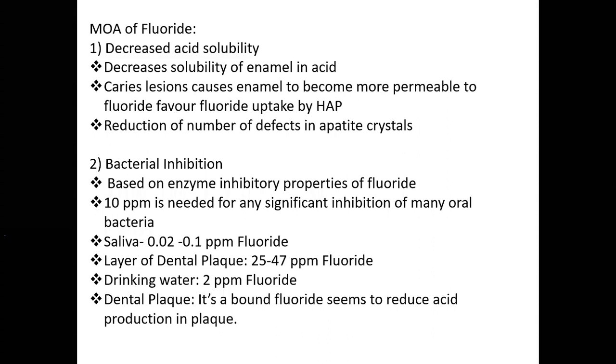If we take fluoride, internally or topically, and there are certain caries formations on your teeth, what will happen? This caries will help the enamel increase the permeability of fluoride through the enamel, which will favor the fluoride uptake by the hydroxyapatite. So what will happen to the hydroxyapatite? If some fluoride is getting accumulated in the hydroxyapatite, it means the hydroxyl groups and the carbonate groups are getting replaced by fluoride as a trace element.